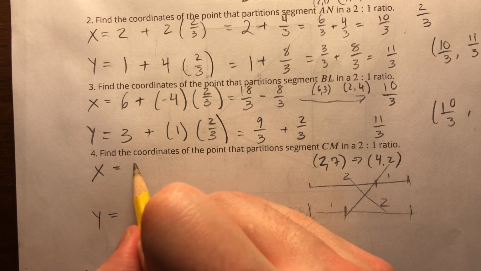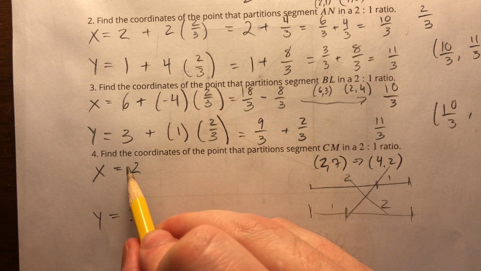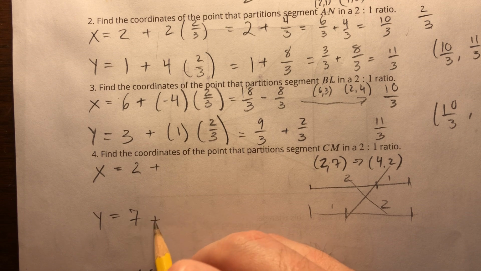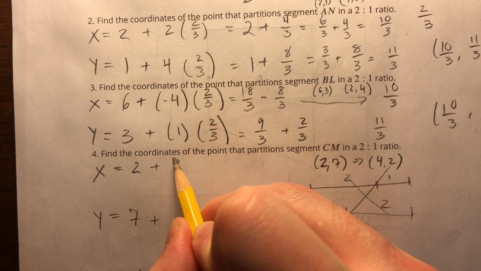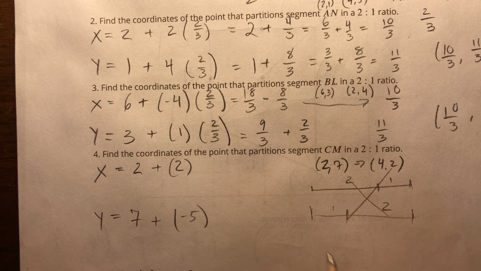Okay, so our original X is 2. I'm going to do these together just because I find it easier that way. My change in X, 2 to 4, is a +2 change in X. My change in Y, 7 to 2, is down 5.